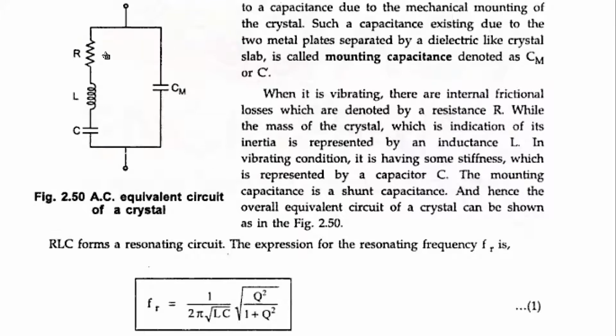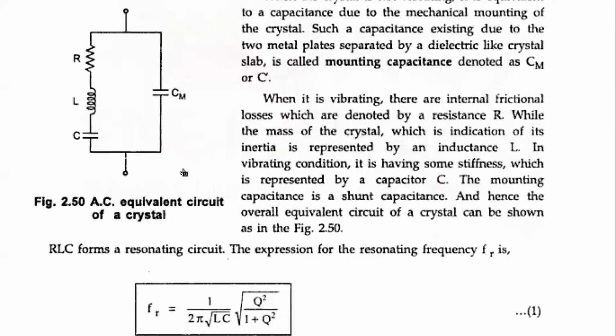If we neglect R, what will be the equivalent of this circuit? It will be only the series combination of L and C in parallel with Cm. I am repeating: R is a small value. Practically, we can neglect R. Then this left side branch has only L and C in series. The series combination of L and C in parallel with Cm is the reduced equivalent circuit if we neglect R.